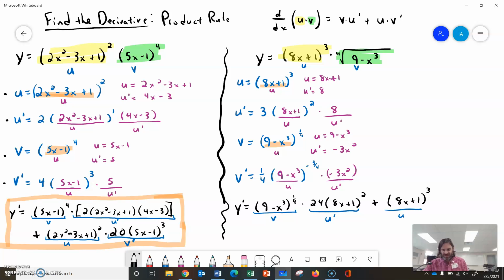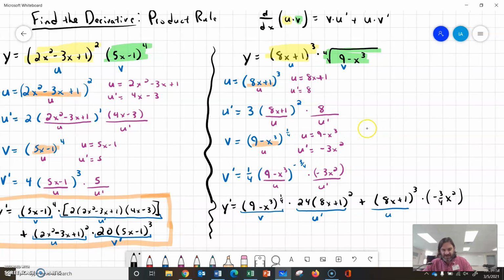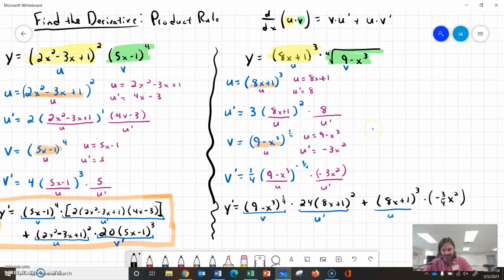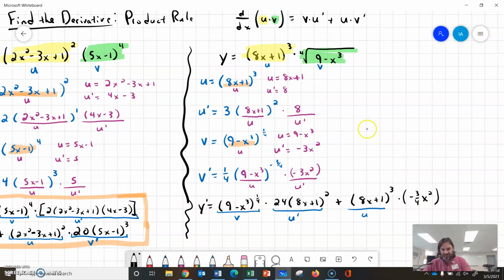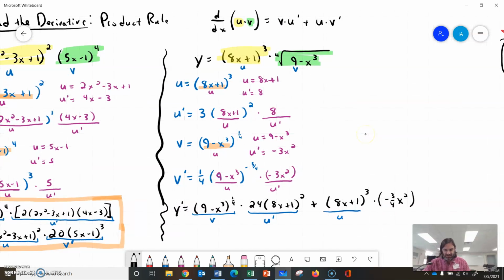And that will be times v prime, which I'll go ahead and take the 1/4 and the negative 3 and make that negative 3/4 x squared times, I guess I can slide over to the side a little bit here without losing too much, times 9 minus x cubed to the negative 3/4. So in that case, that is the v prime.